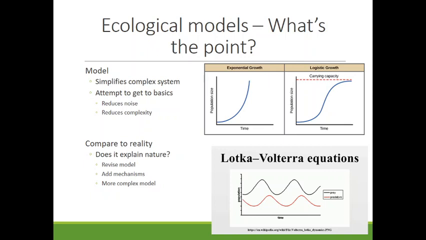Then we compare those models to nature and see, does it actually explain nature? And if it doesn't, we can revise the model, make some changes. We can add mechanisms to make the model more complex. But what that does is it allows us to see what's going on, or test to see what is going on, to see if certain things conform to our model, or observations of nature conform to our model.